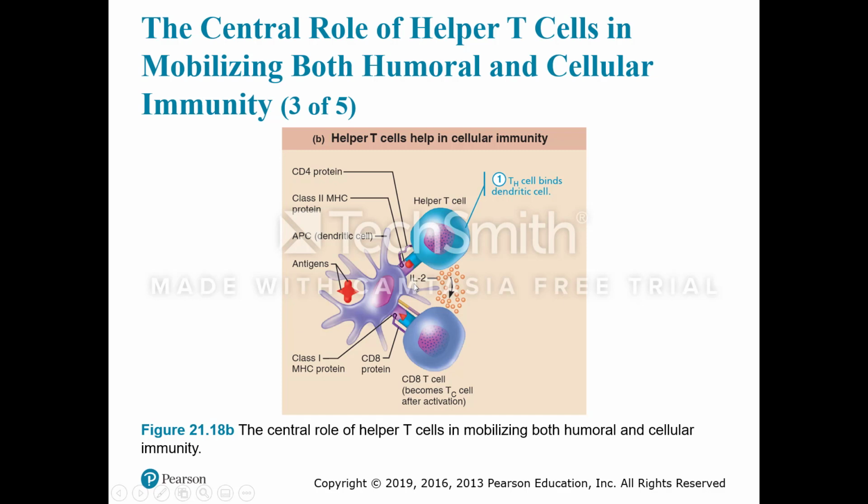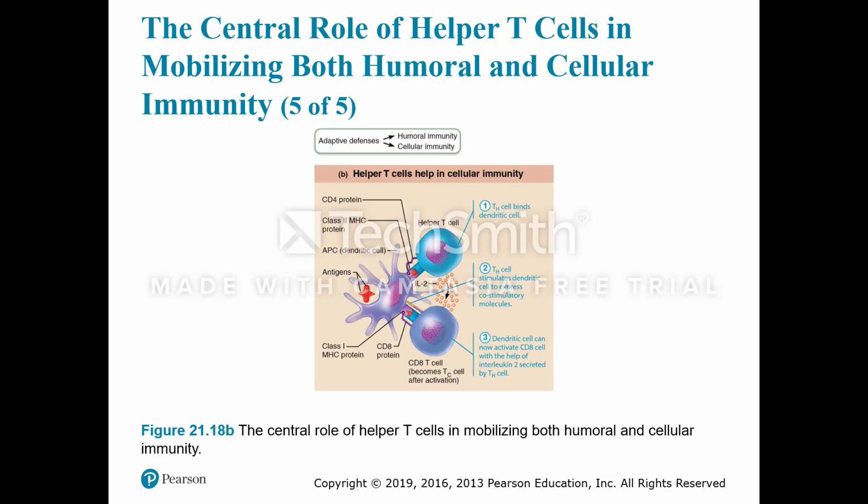Here, your helper T cell binds to a dendritic cell. This is your dendritic cell here, and this is how the helper T cell will help in other cellular immunity. It binds to the dendritic cell, and the helper T cell stimulates the dendritic cell to express co-stimulatory molecules. That would co-stimulate the T cell, and they become sensitized T cells already.